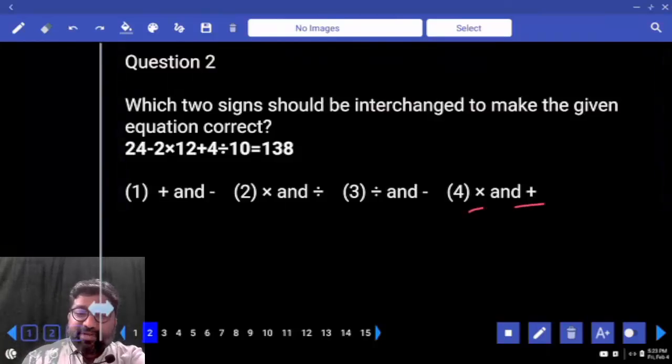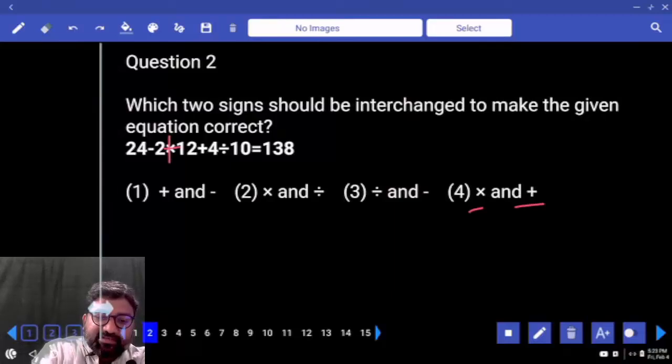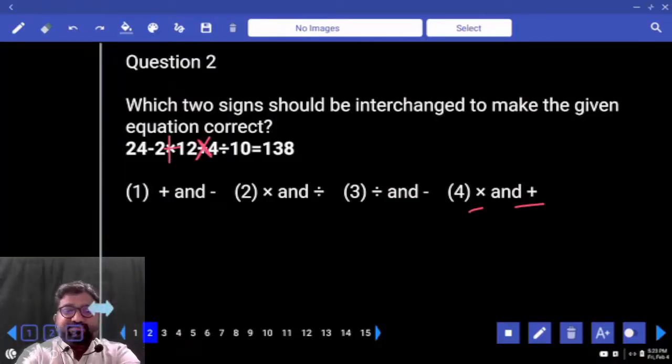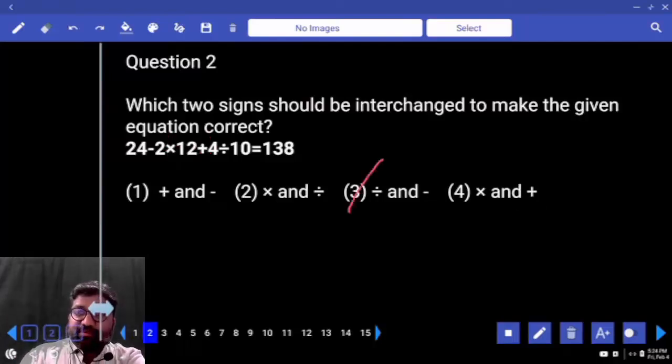This is into and plus. I need to interchange into and plus. This becomes plus and this becomes into. So 4 divided by 10. 4 divided by 10 is 2 by 5. Then there is a possibility that my answer can be with decimal numbers. Yes or no? Is it encouraging or discouraging? Discouraging. We'll go for 3. Come on, let's go for 3.